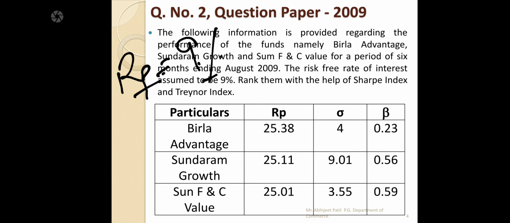Here they have clearly given which method we should follow. If the method is not given, based upon the available information, we should find out the portfolio evaluation. So they ask for both methods here, Sharpe and Treynor. There are 3 stocks, Birla, Sundaram and Sun FC. RP is the portfolio return, standard deviation is given, beta is given, and the RF value is also given.